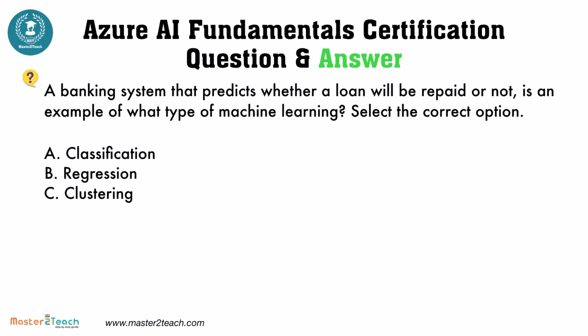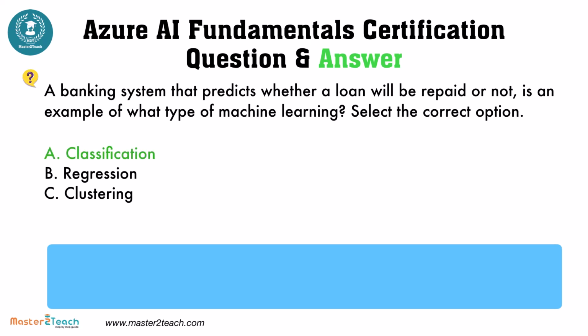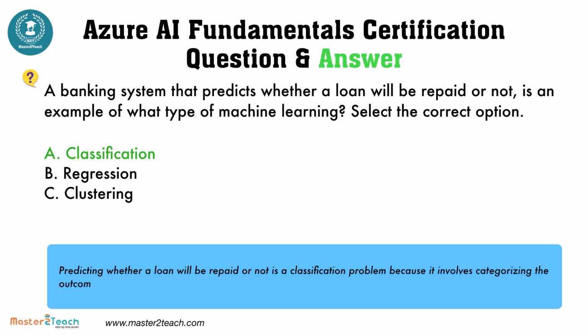The correct answer is classification. Predicting whether a loan will be repaid or not is a classification problem because it involves categorizing the outcome into discrete classes, such as repaid or not repaid.